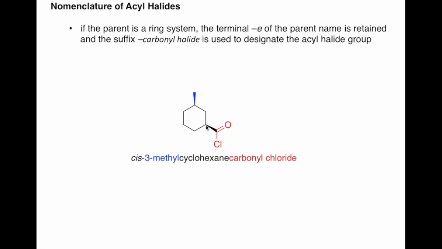The highest priority group on this molecule is the acyl halide, so we count from it in the direction that gets us the lowest number for the methyl. It sits at position 3. The 2 substituents on the cyclohexane ring are pointing in the same direction, so the stereochemical term cis is placed before the rest of the name.